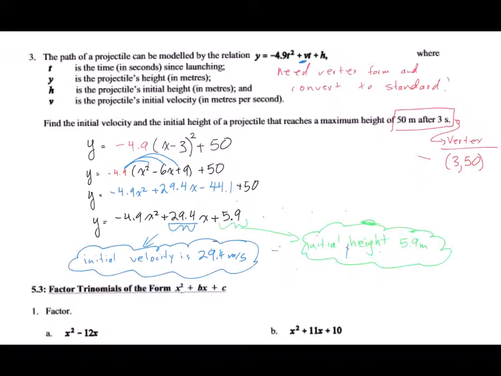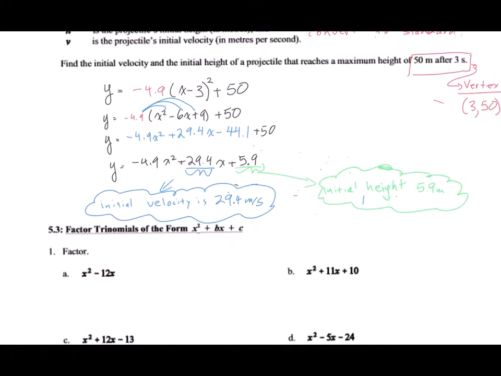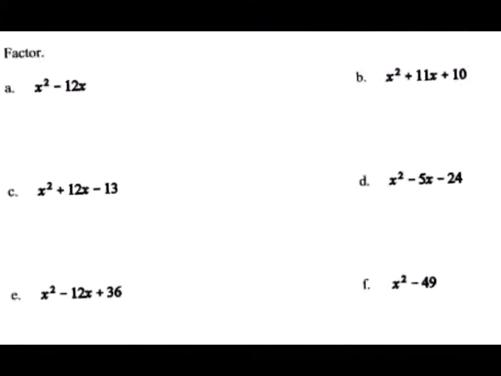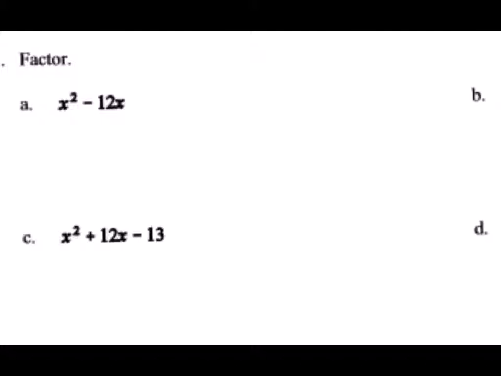Now let's move on to factoring. So now, x squared minus 12x. In order to factor, you're just going to pull off an x. So you're going to end up with x bracket x minus 12.